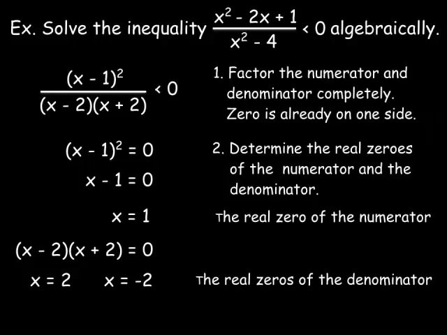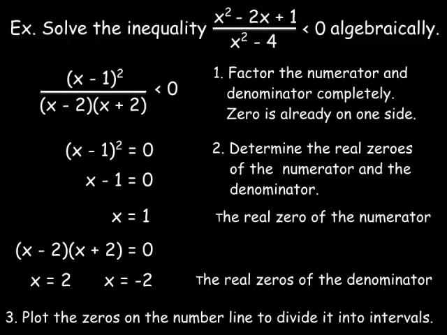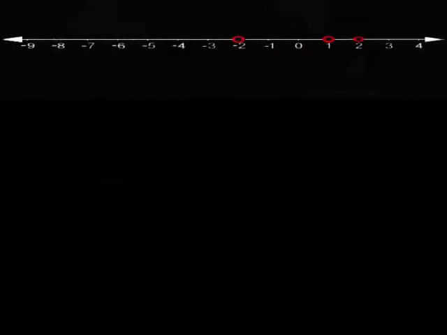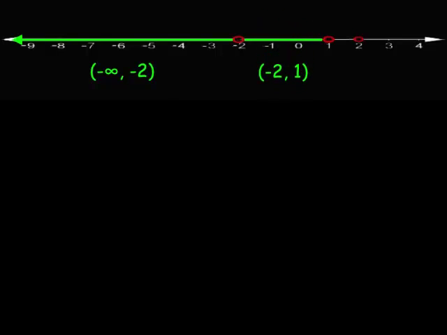Step 3. Plot these zeros on the number line and divide it into intervals. We see that 3 zeros will divide the real number line into 4 intervals. We want to identify these. The leftmost is from minus infinity to minus 2. Next, we have an interval from minus 2 to 1. The next subinterval is from 1 to 2. And the last one is from 2 to positive infinity.